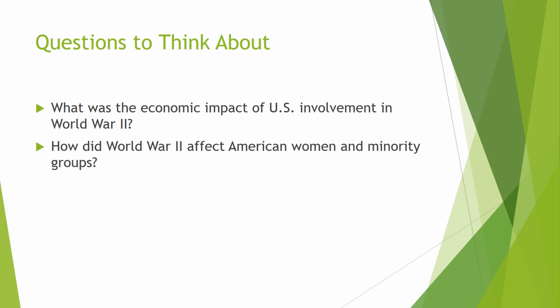So coming back to our questions to think about, what was the economic impact of U.S. involvement in World War II? And the answer is, it ends the Great Depression. And then second, how did World War II affect American women and minority groups? As we've just seen, each of these groups is going to be affected by the war in a different way. For many people, it meant moving into better paying jobs. For others, it meant facing really severe discrimination and segregation. So stay tuned for part 4 of World War II.